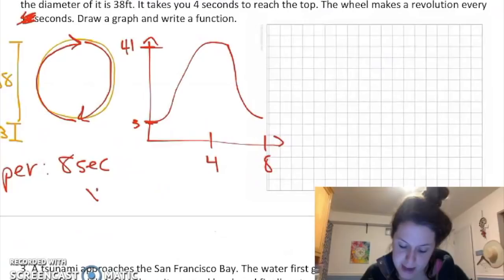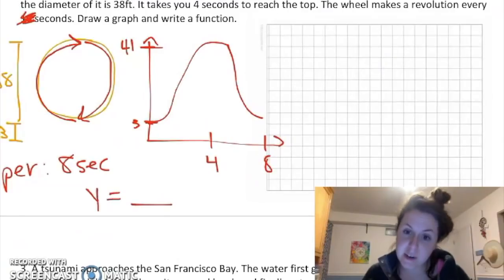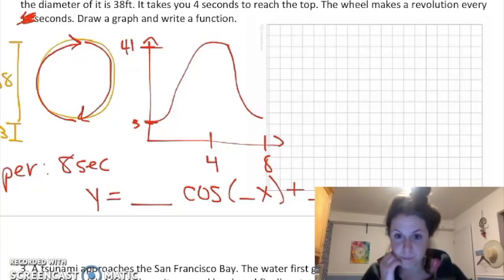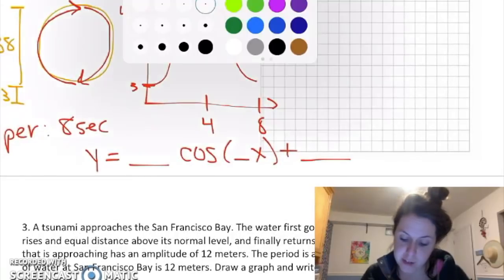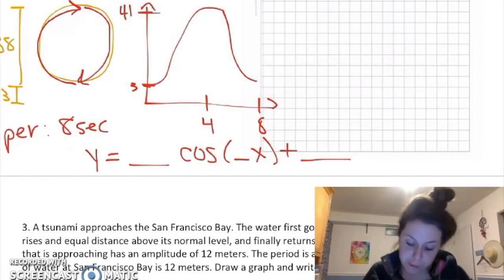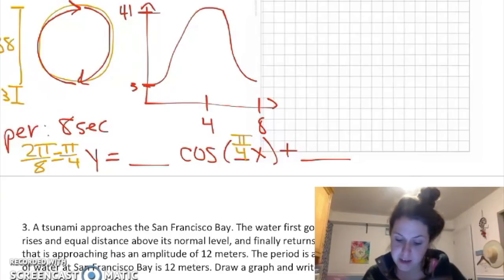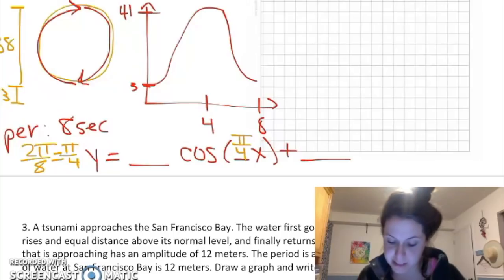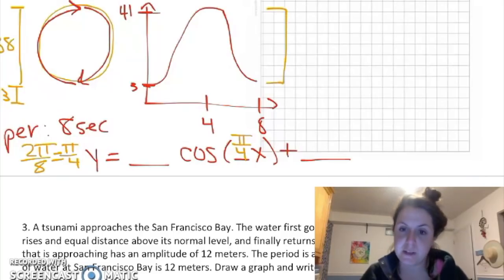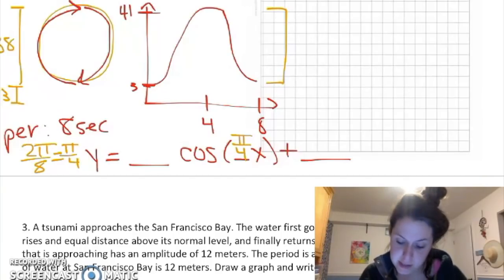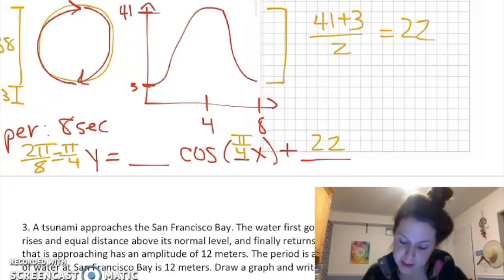So I know this is y equals blank. Now sine or cos, this starts at its minimum, so cos blank x plus blank. Let's see what we know. First of all, I know that the period is 8 seconds. So the frequency is going to be 2 pi over 8, which is pi over 4. So that's going to go in there. The midline is going to be halfway between those. Again, you can find the distance between, cut it in half and add it, or you can average these. So 41 plus 3 over 2, which would be 22. So that's your midline.